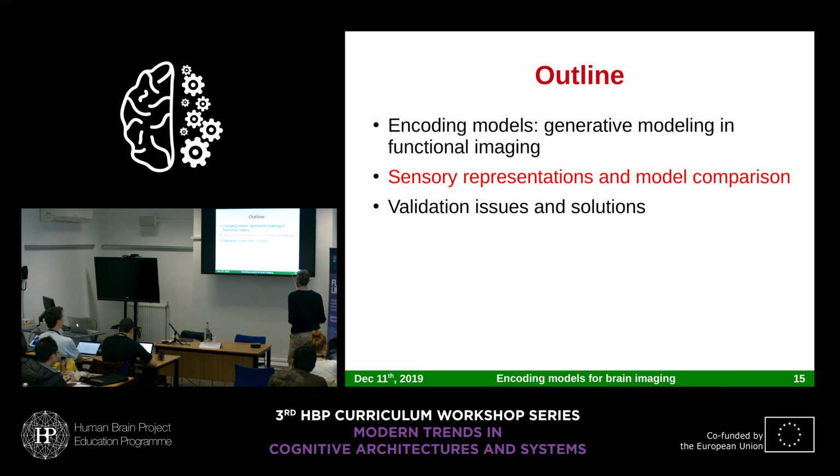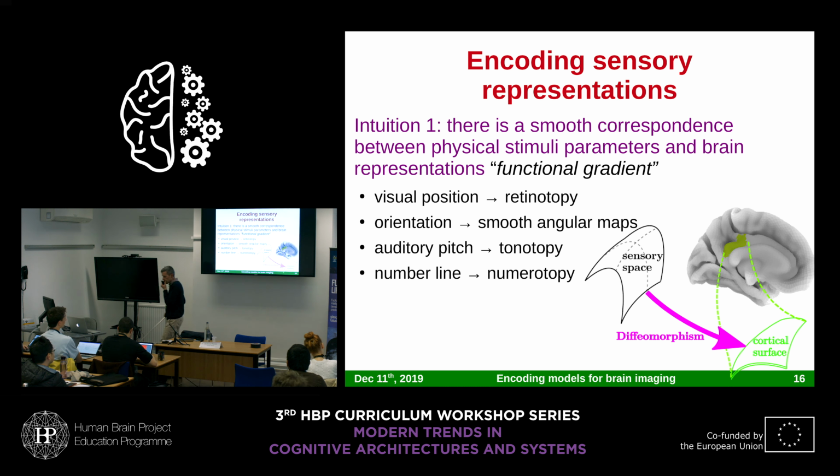Okay, let's go on. I will go a bit deeper now into sensory representations and the question of model comparison. I think there are 2 key intuitions, at least these are my intuitions when I work on that. The first intuition is that for many sensory systems, there is a correspondence between the physical stimulus parameters and the brain representations. We can call that functional gradients typically.